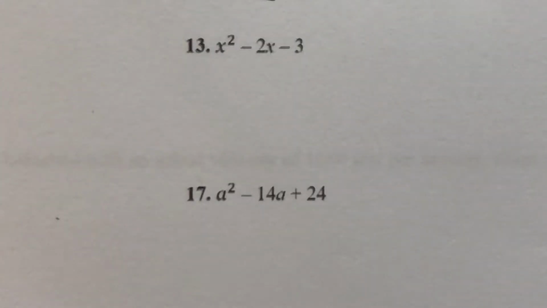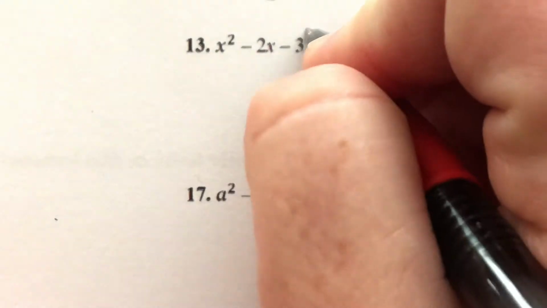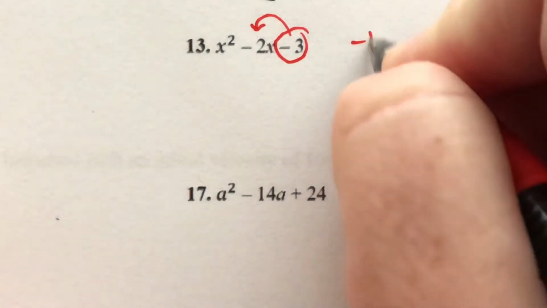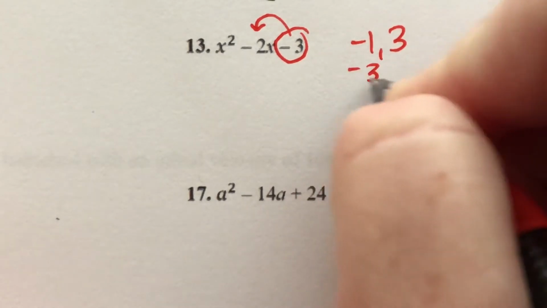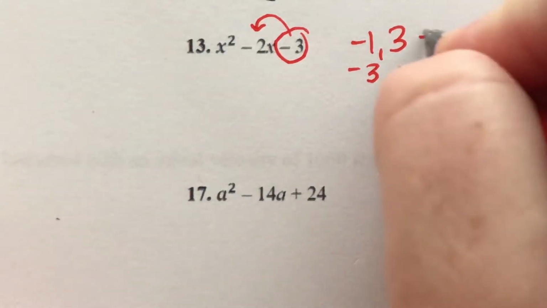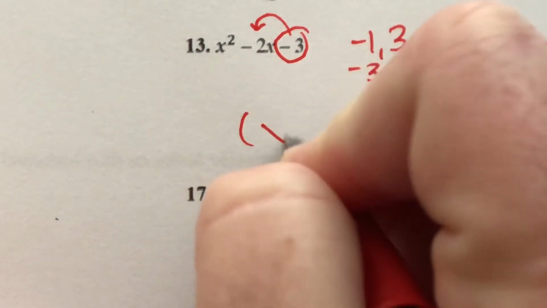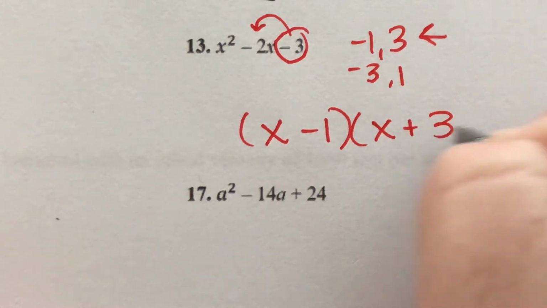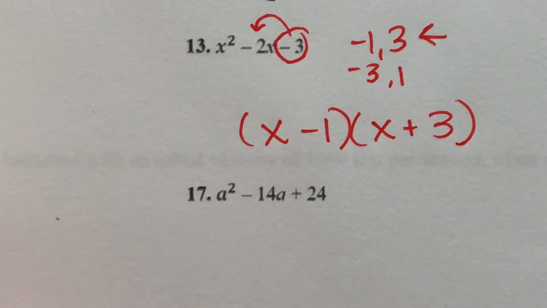Okay? Number 12, all the factors. I'm going to stop switching pen colors here. All the factors of -3 that add up to -2: -1 and +3, -3 and +1, which adds up to -2, this guy. So I'm going to have x minus 1 times x plus 3, because it's a -1 and a +3.